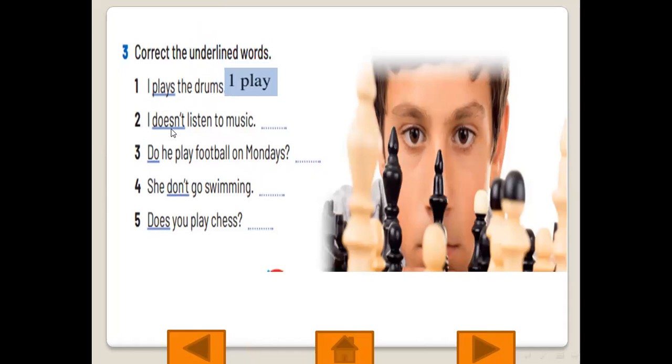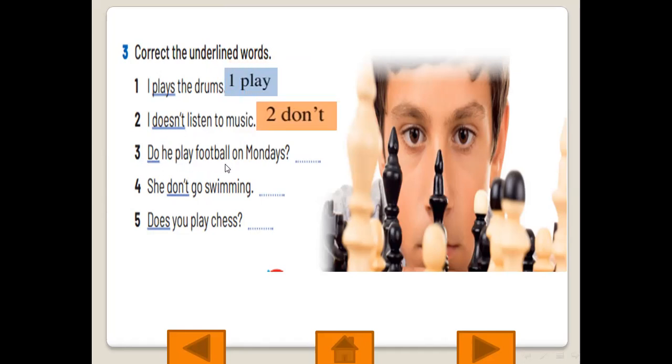Number two: I doesn't listen to music. Here is a negative form of the simple present tense. As we said before, we use don't or doesn't. So my advice to you is to look at the subject pronoun. The subject pronoun here is I. Is it correct to use doesn't with I? It's wrong. What's the right answer? Excellent, great. Don't. Right.